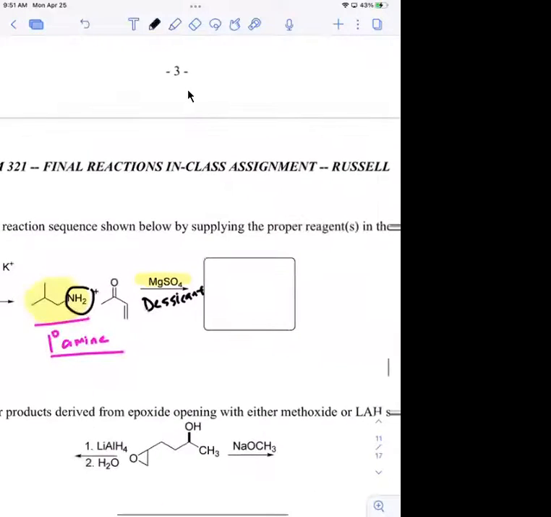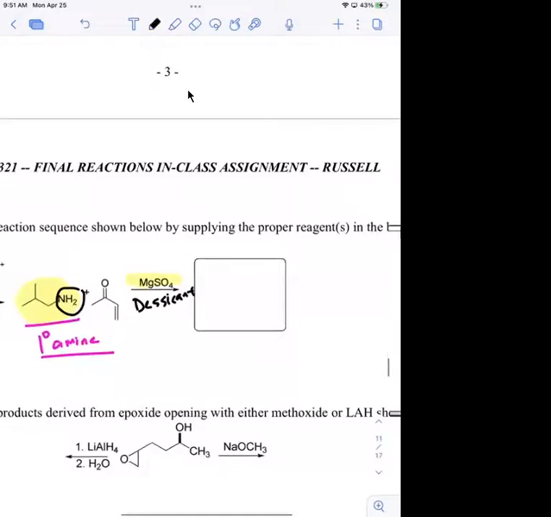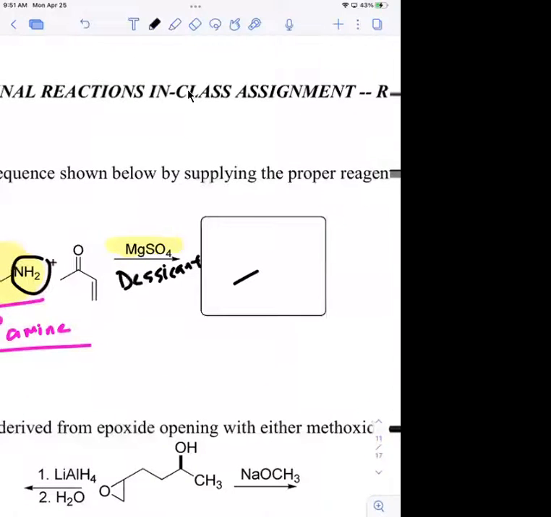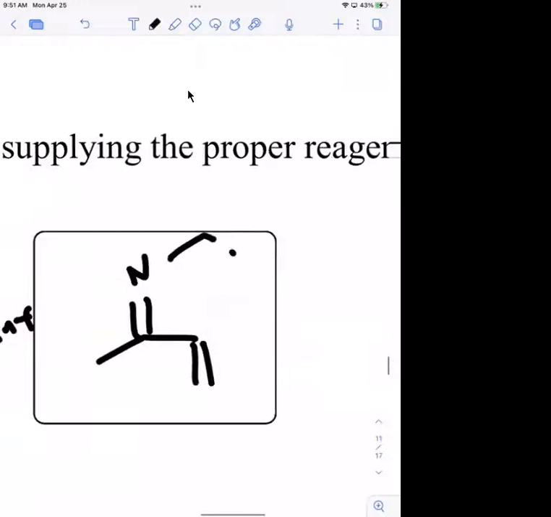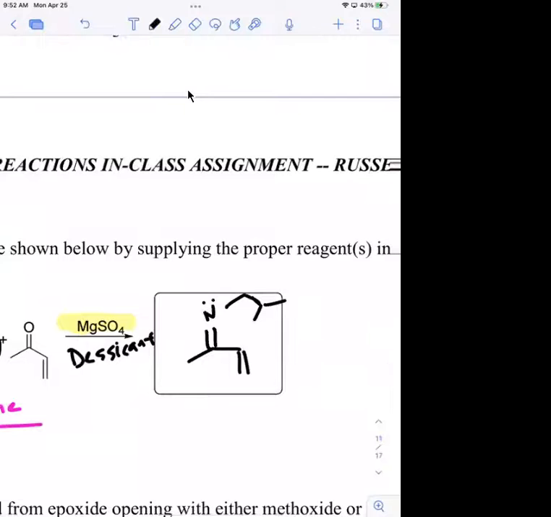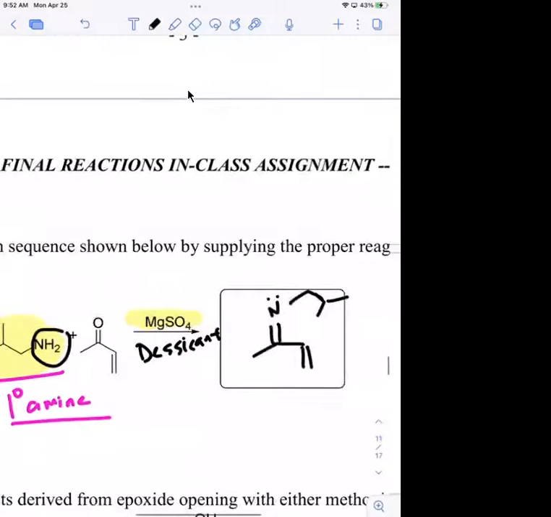Would it be an amine? Are you saying an imine like this? Yeah, yeah. Okay. Yeah, you're right. And then this is still attached, right? Now all that's still attached to the nitrogen. You don't lose that group. You lose the hydrogens, but not the alkyl group, right?